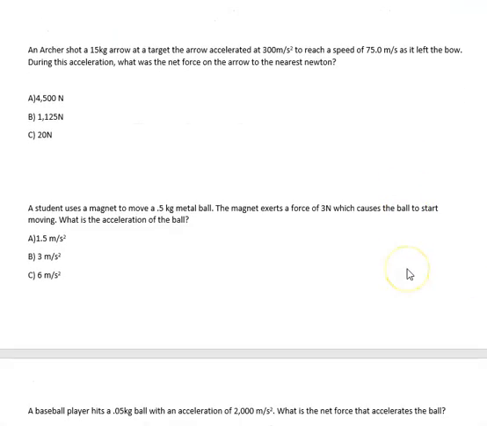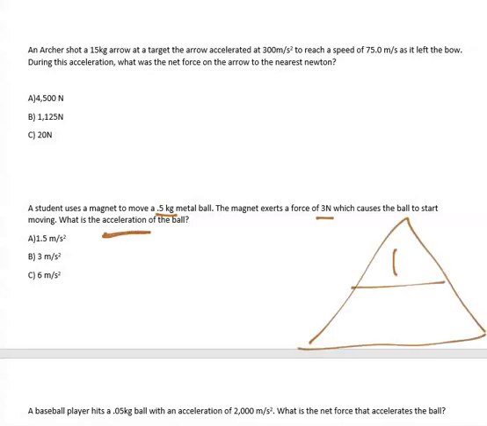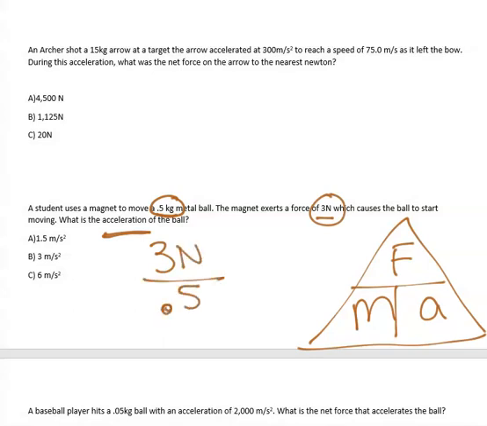Okay, on this next question it says a student uses a magnet to move a 0.5 kilogram metal ball. The magnet exerts a force of 3 newtons, and it wants to know what the acceleration of the ball is. So again, we have our FMA triangle. We are given a mass, we are given a force, so we are going to divide 3 divided by 0.5 kilograms.